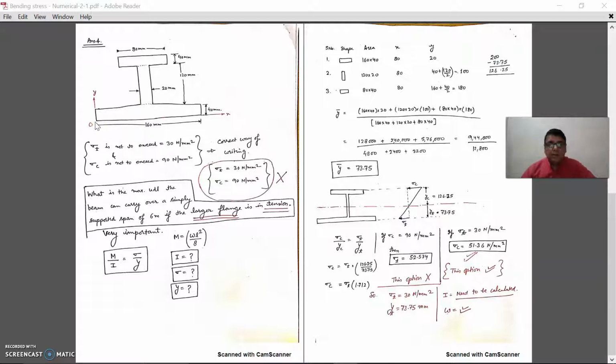Now if you calculate the y bar, then we'll come to know that y bar is 73.75, okay.